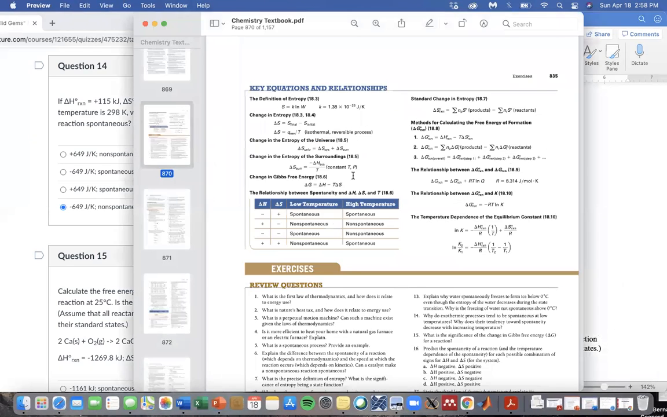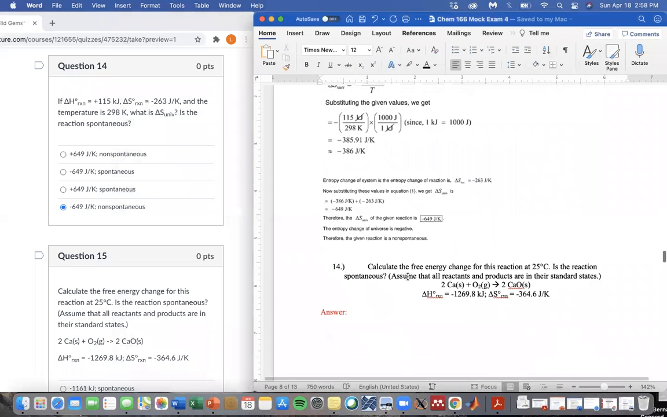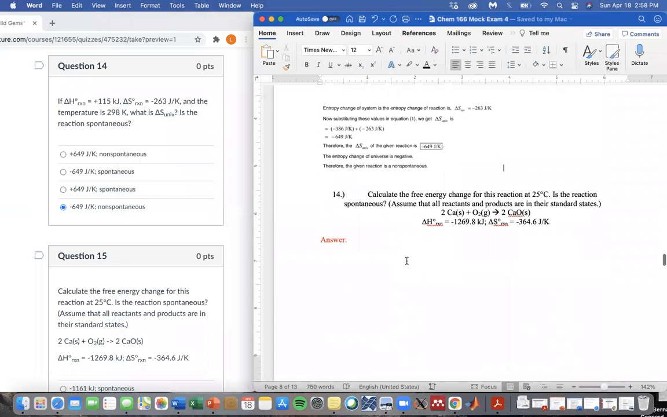I think again, like all of those reactions, if you go back here, your delta S universe is delta S system plus delta S surroundings. And you can get your delta S surroundings using the delta H of your system. And does it make sense why, if the entropy of the universe is negative, your reaction would be non-spontaneous? Does that make sense?